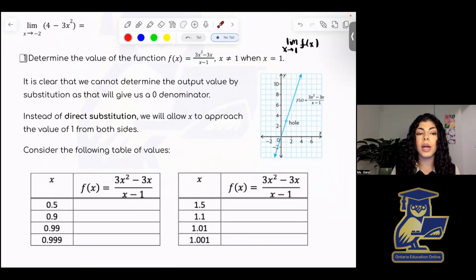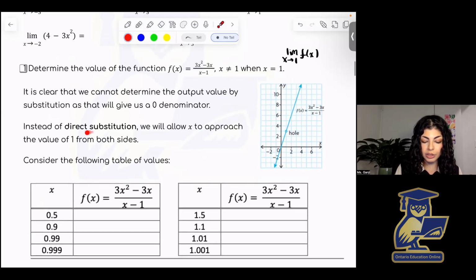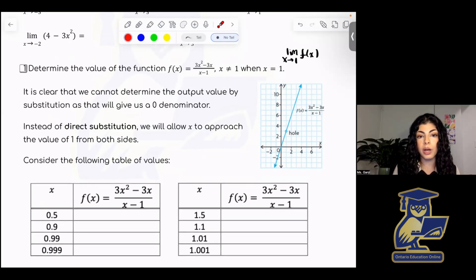So we have to step away from direct substitution and try a different method. Just a definition here as well: direct substitution is when you just directly substitute the value of x and get an output value, which here we can see that we're not able to do. Instead, we're going to approach the function at x equal to 1 from both ends in order to approximate the behavior of the function at that point.